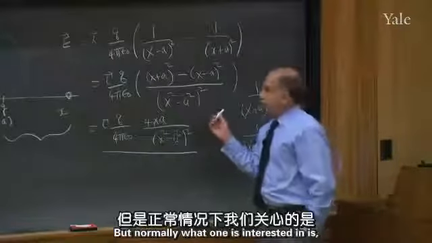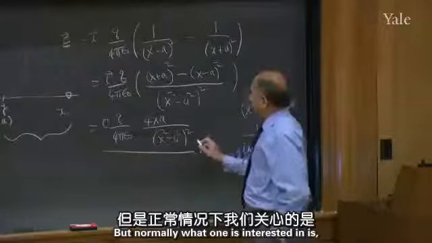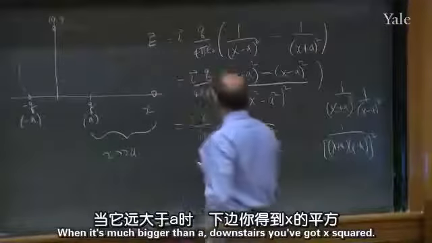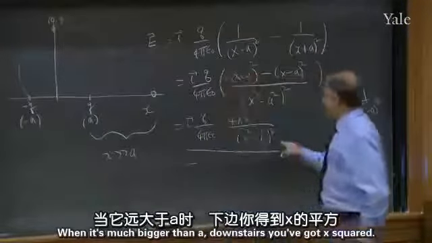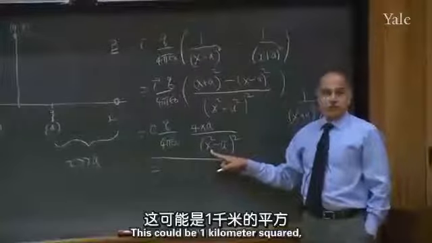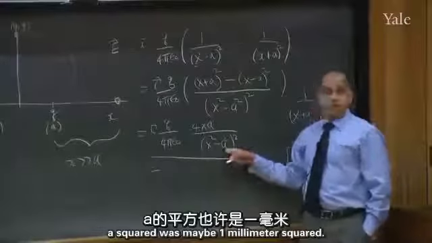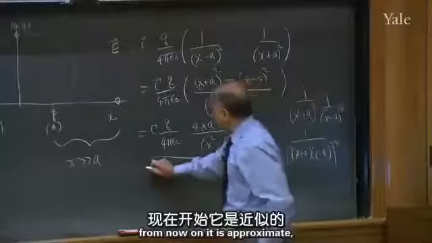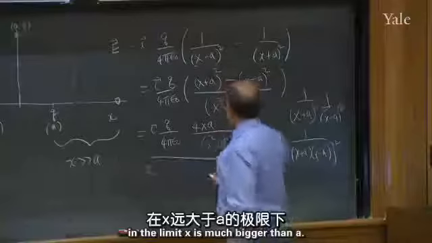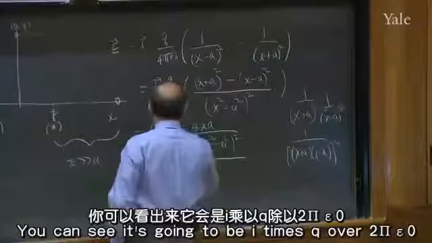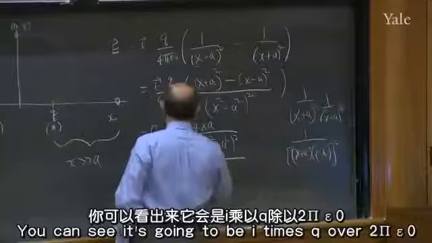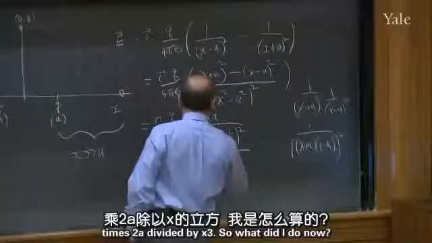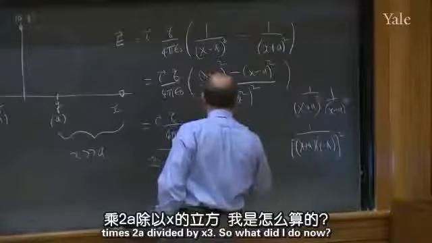But normally what one is interested in is when x is much bigger than a. When it's much bigger than a, downstairs you've got x squared, which could be 1 kilometer squared, and a squared, which may be 1 millimeter squared. So in the first approximation, it's not an exact formula anymore. From now on, it is approximate. In the limit x is much bigger than a, you can see it's going to be i times q over 2 pi epsilon 0 times 2a divided by x cubed.